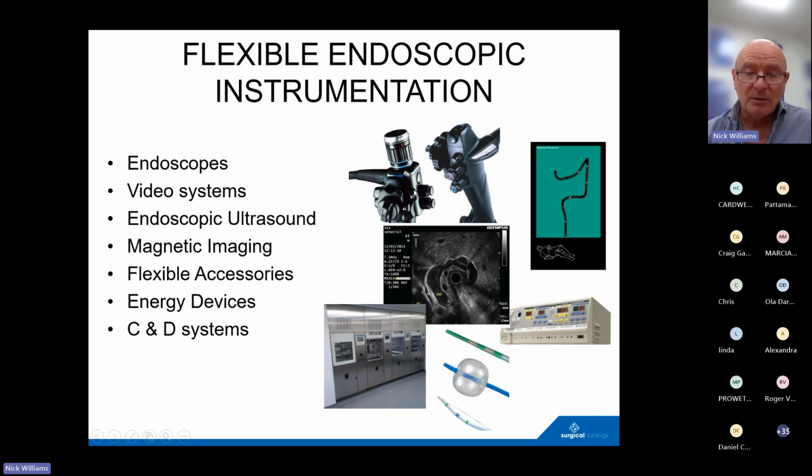There's magnetic imaging. This is an example of a colonoscope with a magnetic insertion tube, where you can actually see how the scope is looping in the body, which aids getting rid of the loops. There are flexible accessories. There's been a lot of development in the accessories. These are the devices that go through the channel of the instrument and can either do diagnostic things such as taking biopsies, or therapeutic, such as grabbing stones, smashing stones, stenting, etc., etc.